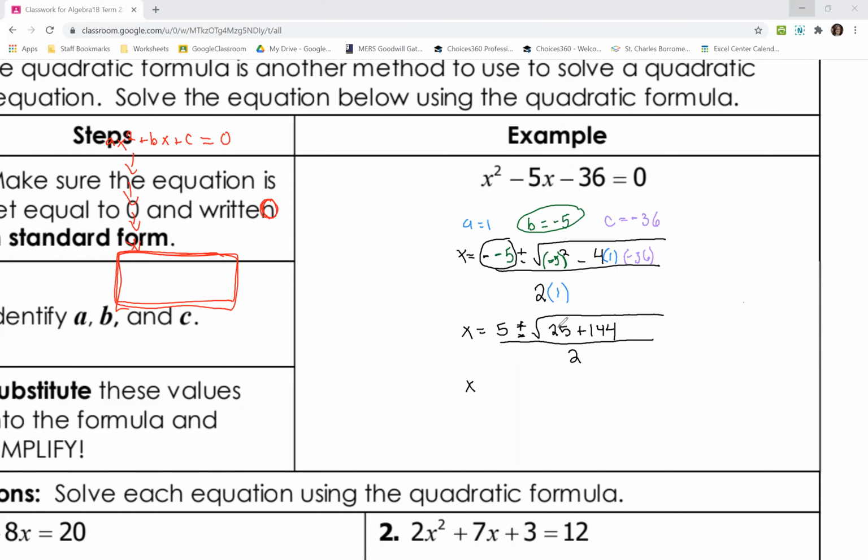Now be careful. If what was inside of my radical was a product, meaning that there were 2 factors being multiplied together, you could individually take the square root of each factor. But this isn't that. This is an addition. This is a sum, okay? So with sums, you can't break those apart like you can with multiplication inside of a radical. So this will be the square root of 169 all over 2.